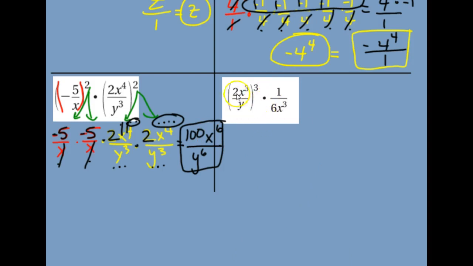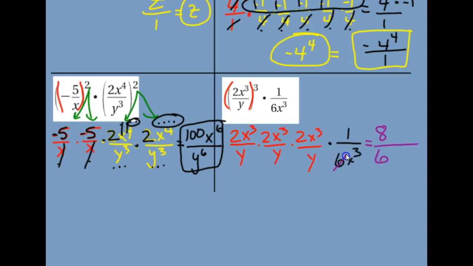All right, last one. We have this whole piece 3 times. 2x to the third over y, 2x to the third over y, 2x to the third over y, and then times the last piece, which is 1 over 6x to the third. So when I simplify here, my number is 2 times 2 is 4, times 2 again is 8. On the bottom, we just have a 6. So I've taken care of all those numbers.